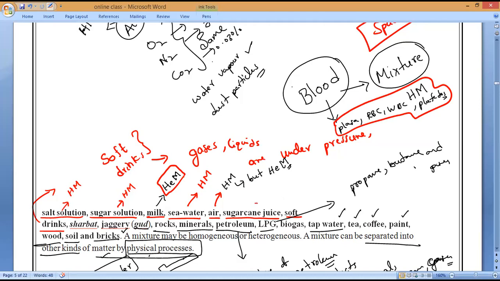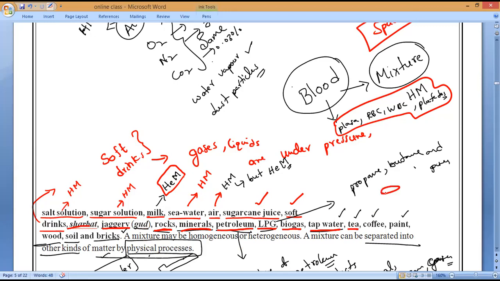In the same way, sugar cane juice, soft drinks, and sherbet are all homogeneous mixtures. Jaggery is also a homogeneous mixture, but rocks are heterogeneous, minerals are also heterogeneous, and petroleum is also heterogeneous. LPG is homogeneous, biogas is homogeneous, tap water is homogeneous, and tea.